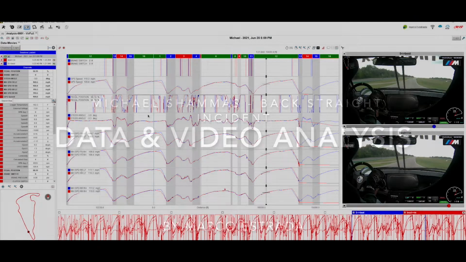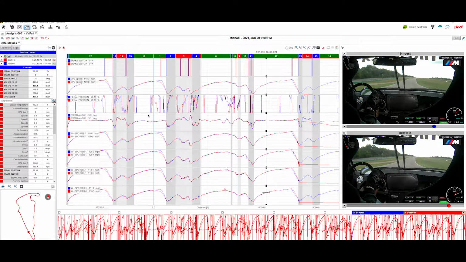Going to analyze the data and the video for your last session at our last event to figure out if the brakes were working okay or not. So let's start by showing you what I'm looking at here. First, this is the lap right before the one with the incident.